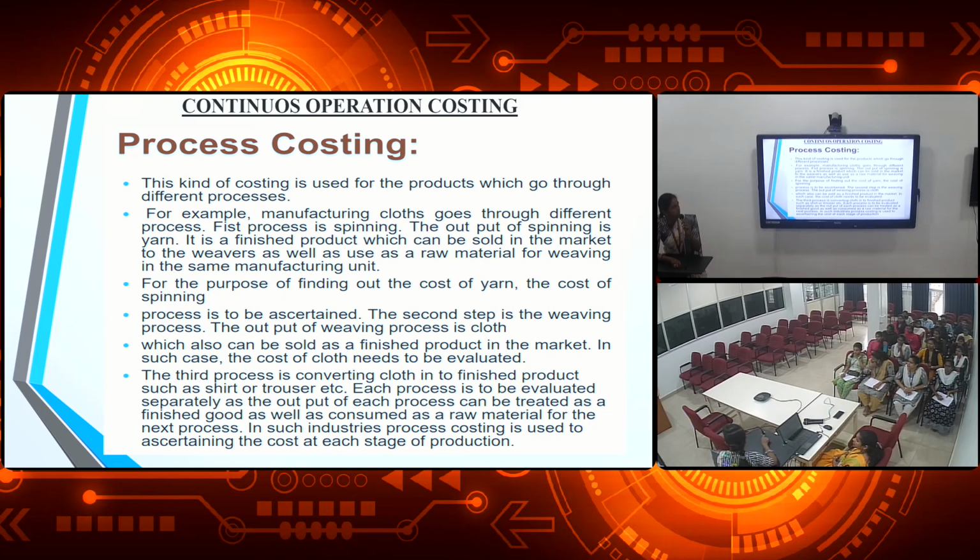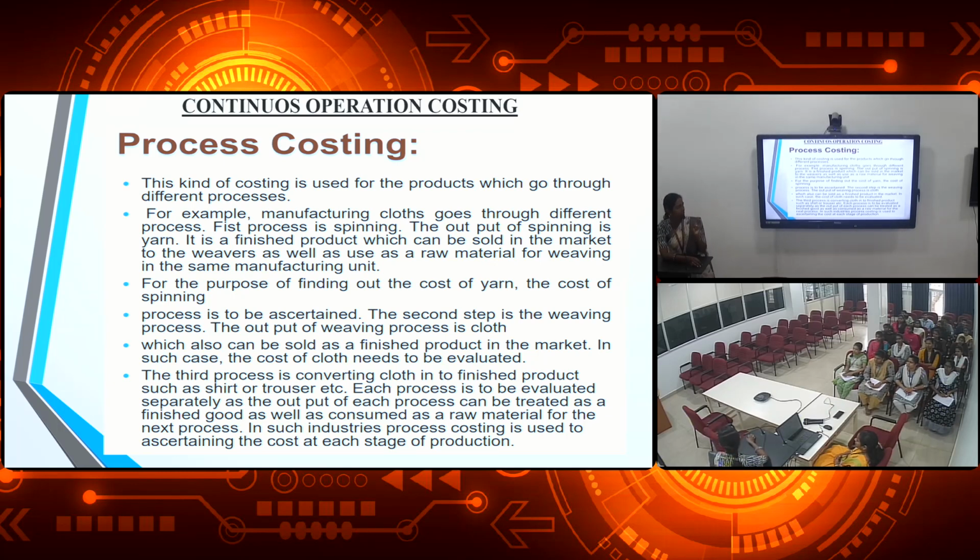First process is spinning. What is meant by spinning? Production of yarn. The output of spinning is yarn. It is a finished product which can be sold in the market to the weavers as well as used as a raw material for weaving in the same manufacturing unit. One will be producing the fiber. Production of fiber is a process. Second process, production of yarn. That is a process. So there are two processes we have seen now.